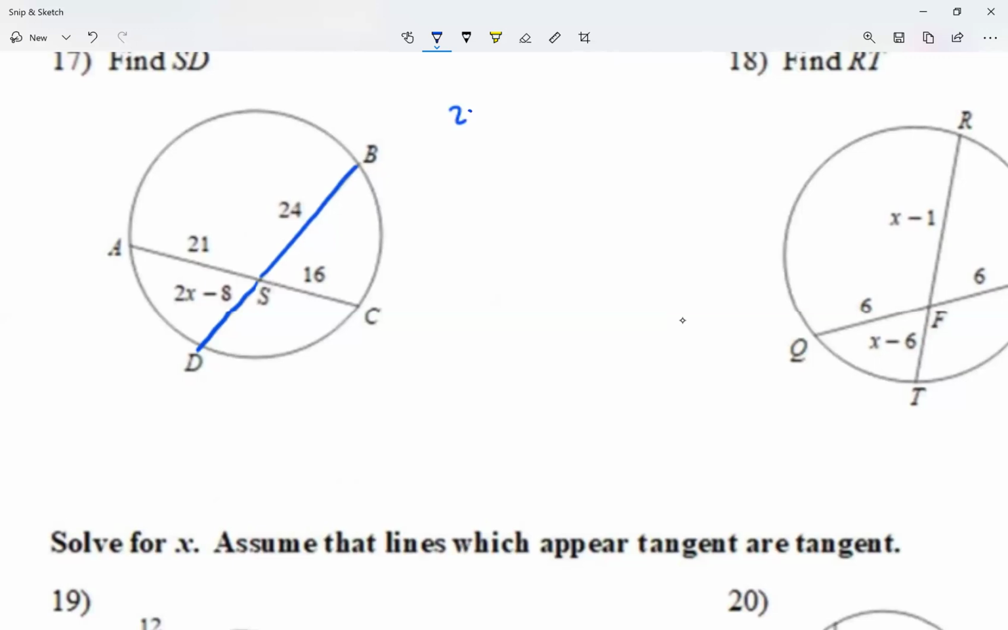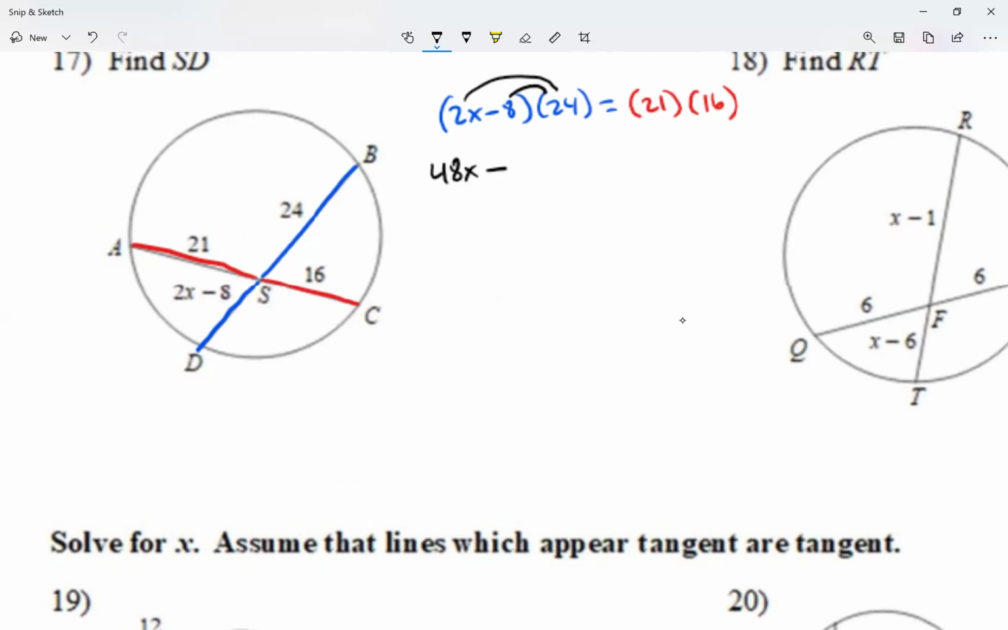So I'm going to go (2x minus 8) times 24 equals the other chord, which I see is made by 21 and 16. So the other chord, I'm going to go 21 times 16, because I'm starting with the same idea. Okay. So on the left side, I have to go 2x times 24. So that gives me 48x. And then there's my minus. 8 times 24 gives me 192, equals 21 times 16, which is equal to 336.